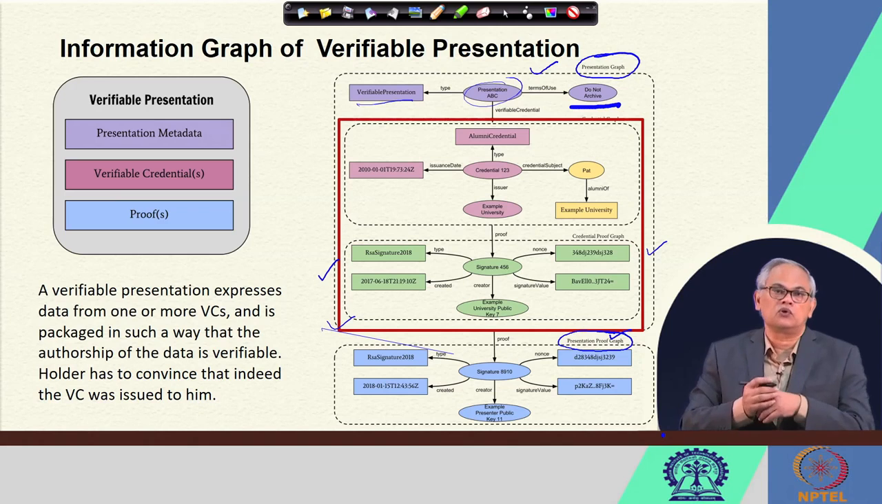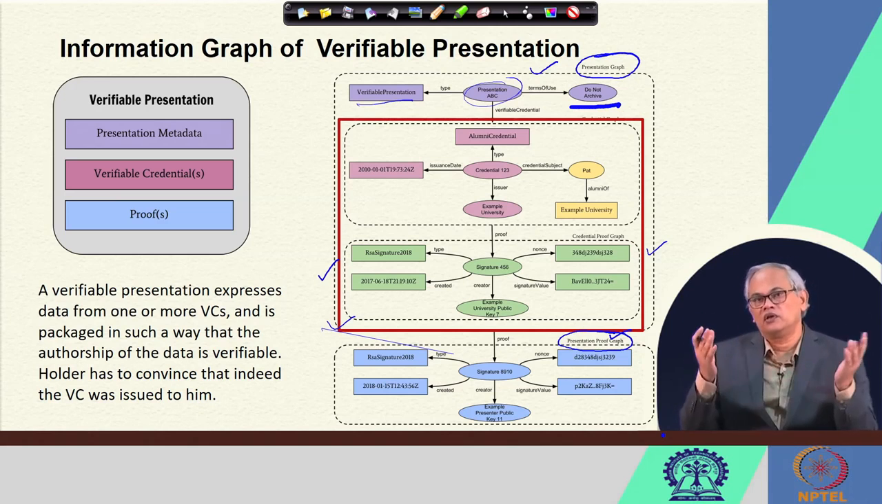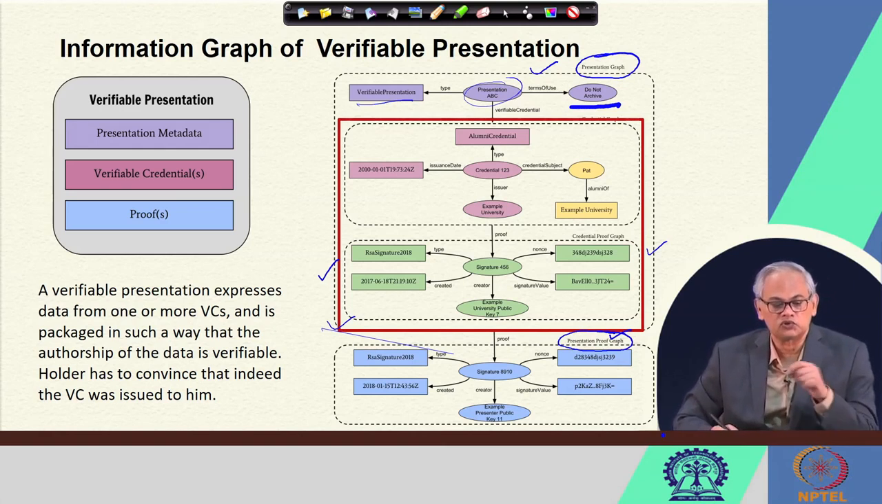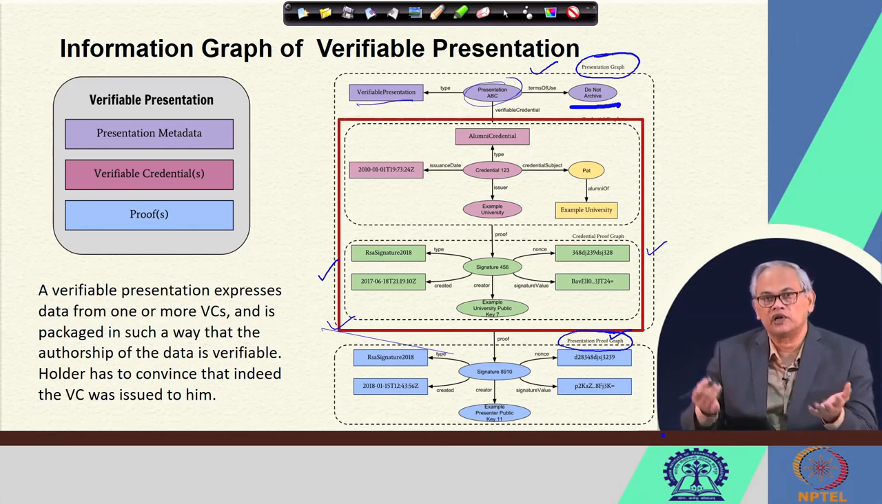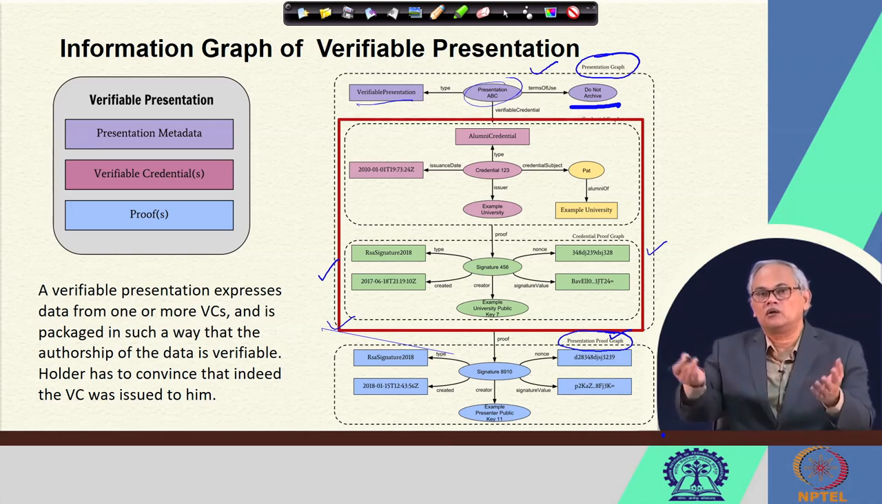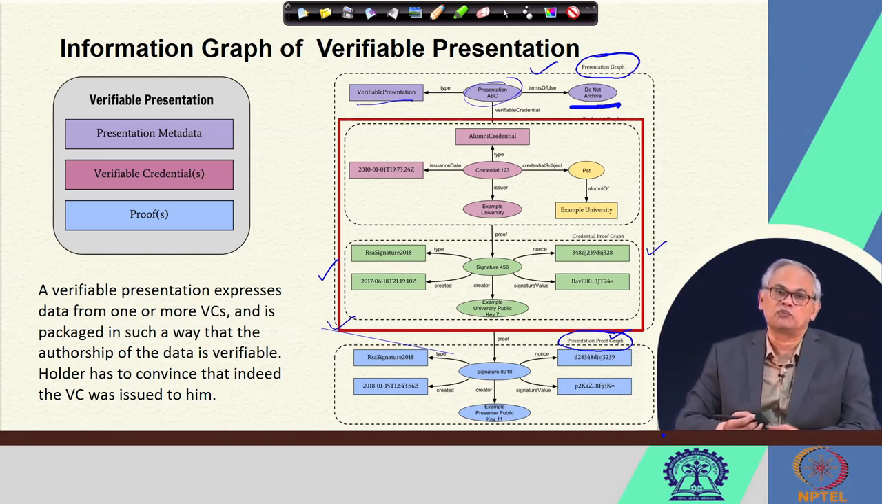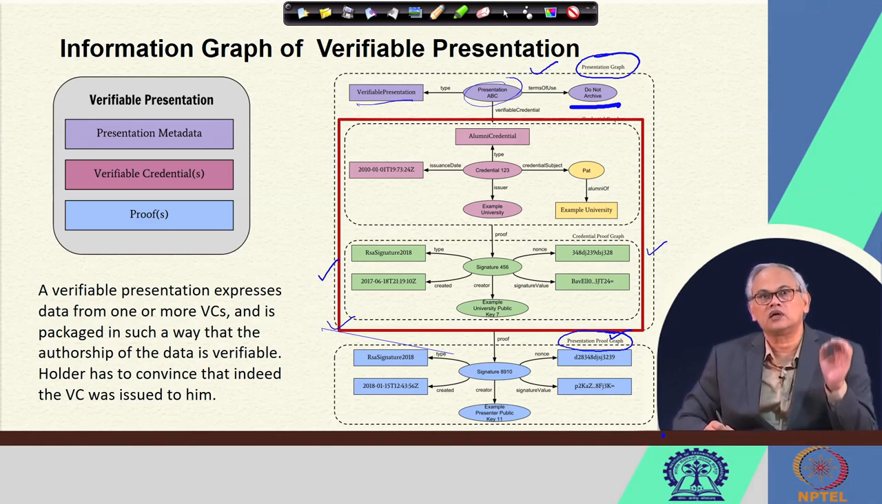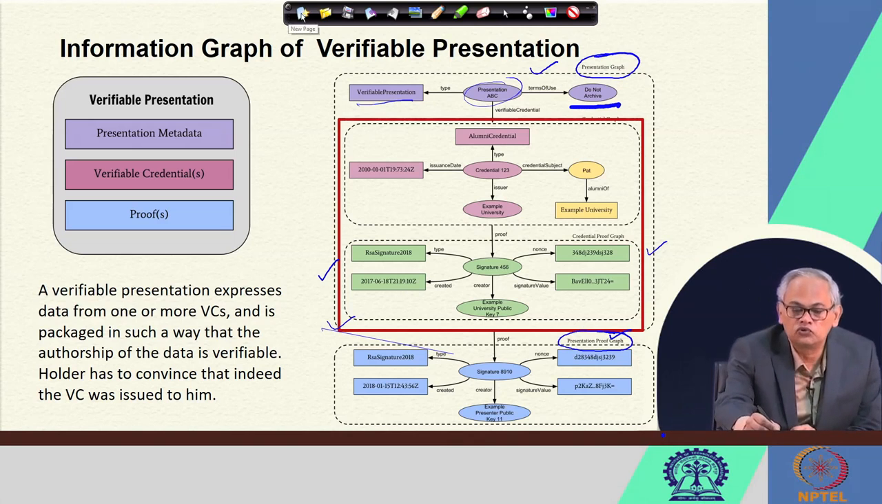So, as I said, this holder could actually present it maybe 5 years after he or she got it from the issuer. So, the verifiable presentation, as is shown here, has this presentation metadata, that is data about this presentation, the verifiable credentials of course, and then the proofs that show how exactly the verifier would be convinced that this was indeed issued to that particular holder. So, a verifiable presentation expresses data from one or more VCs. It can combine data from one or more VCs and is packaged in such a way that the authorship of the data is verifiable and the holder has to convince that indeed the VC was issued to him or her.